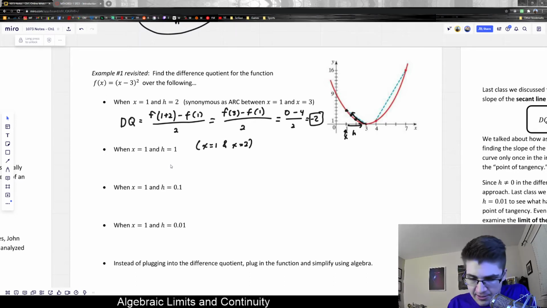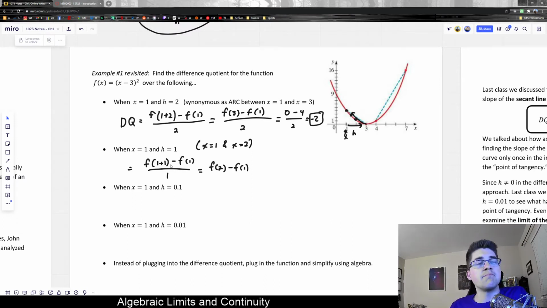We would just have f of 1 plus 1 minus f of 1, divided by 1. So what we're going to end up with is f of 2 minus f of 1, and it's all divided by 1, so that does nothing. f of 2 would be plugging 2 in here. 2 minus 3 is negative 1. Negative 1 squared is 1.